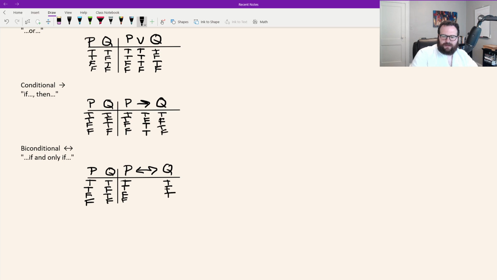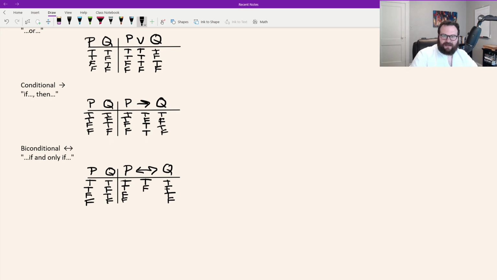False. True, false. Okay. Because a biconditional establishes a very strong relationship between both sides, we say that the biconditional is true if and only if they match one another. So if P's truth value matches Q's truth value, the biconditional is true. So on row one, since both sides are true, they're matching. That's true. On row two, P is true while Q is false. They're not matching, so that's false.